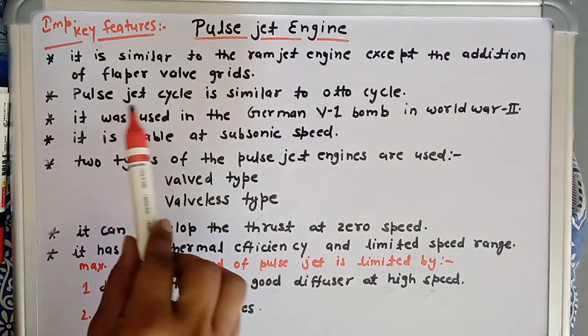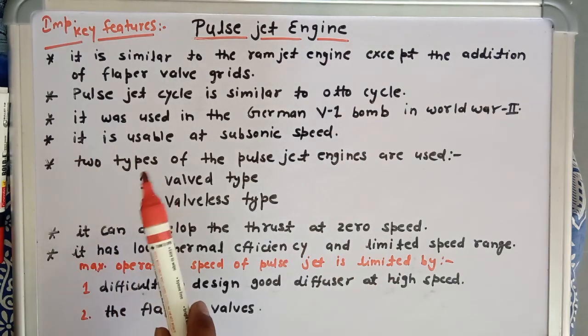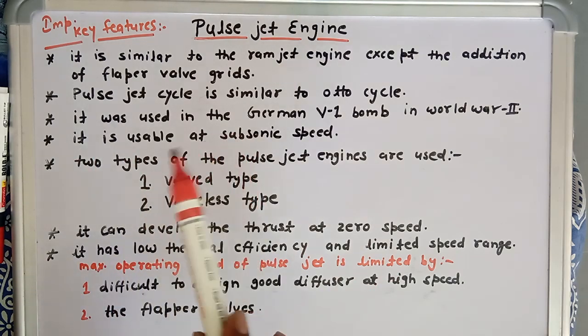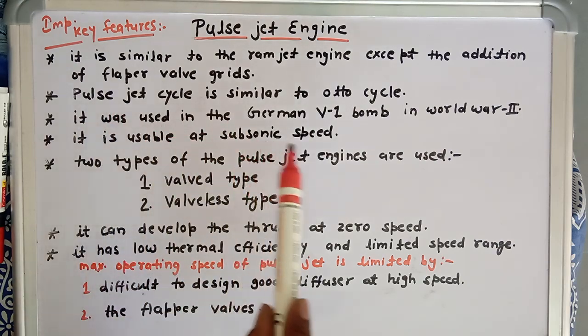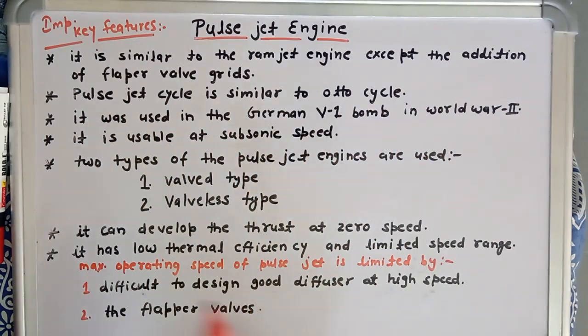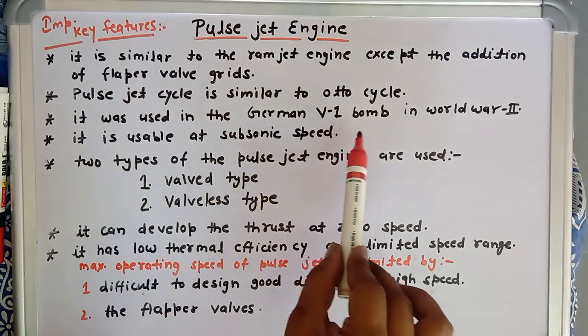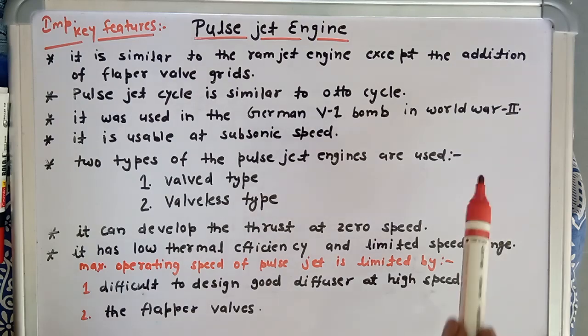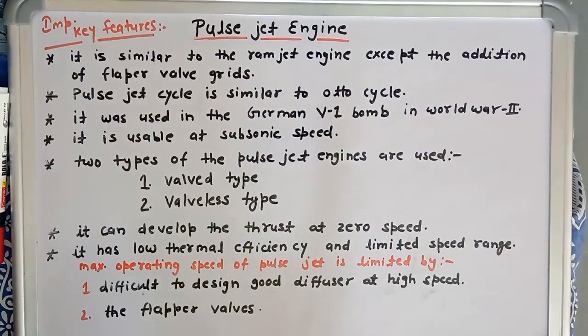The Pulsejet cycle is similar to the Otto cycle. In the ramjet engine, it was similar to the Brayton cycle, but the Pulsejet cycle is similar to the Otto cycle. And the Pulsejet engine was used in the German V1 type of bomb in World War II. This can be the example for the Pulsejet engine.